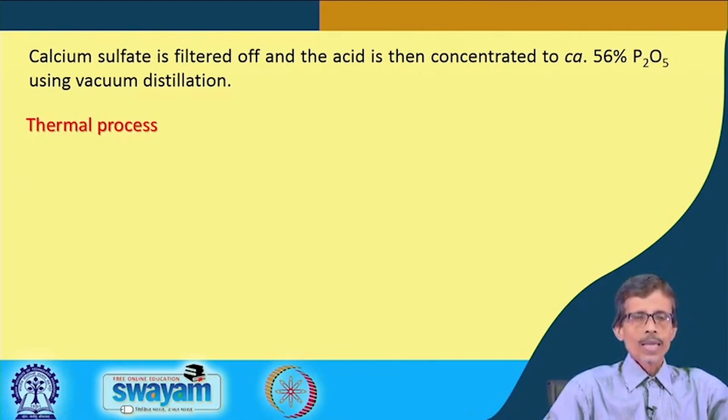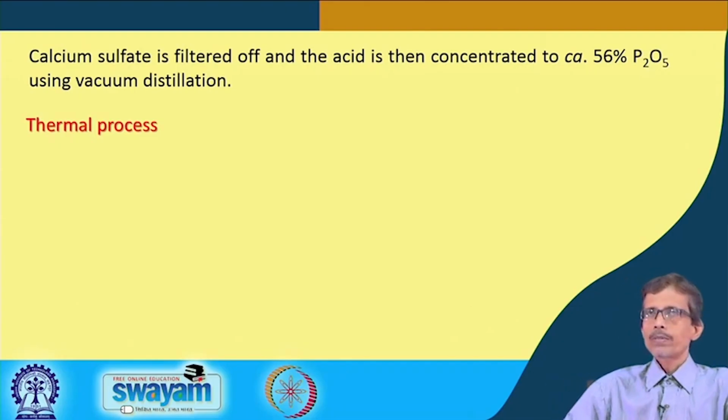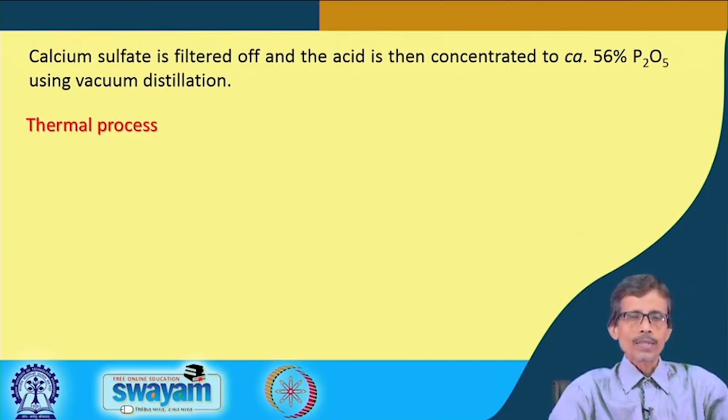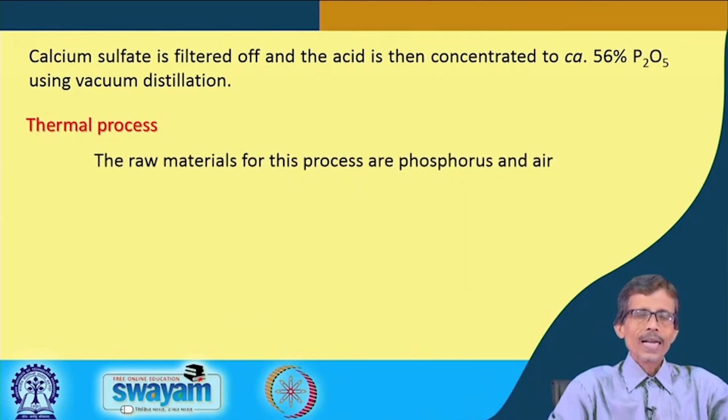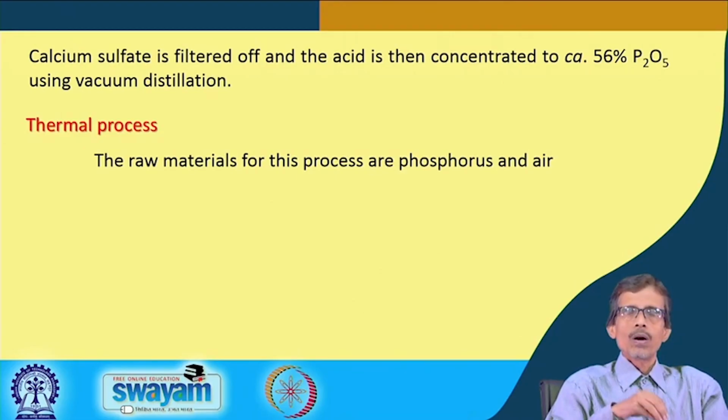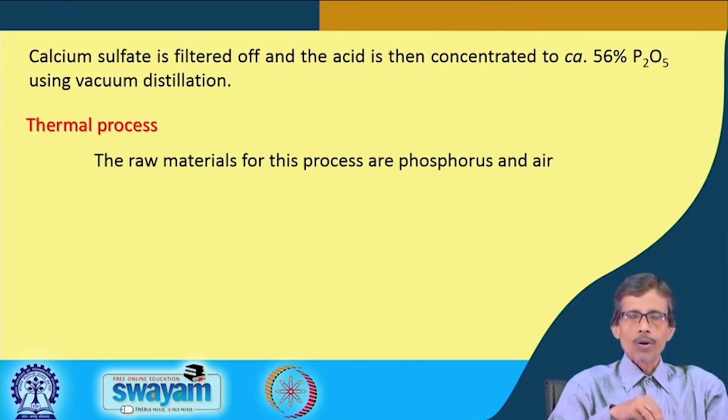wet process. Then the other process we will be considering is your thermal process, that means heating something which can be burnt away to ultimately give you your phosphoric acid. So, thermal process, as the name tells you, means that now we will be utilizing the phosphorus directly. So, the wet process was giving us something where we are utilizing your phosphate rock or apatite rock from the simple treatment of your sulfuric acid.